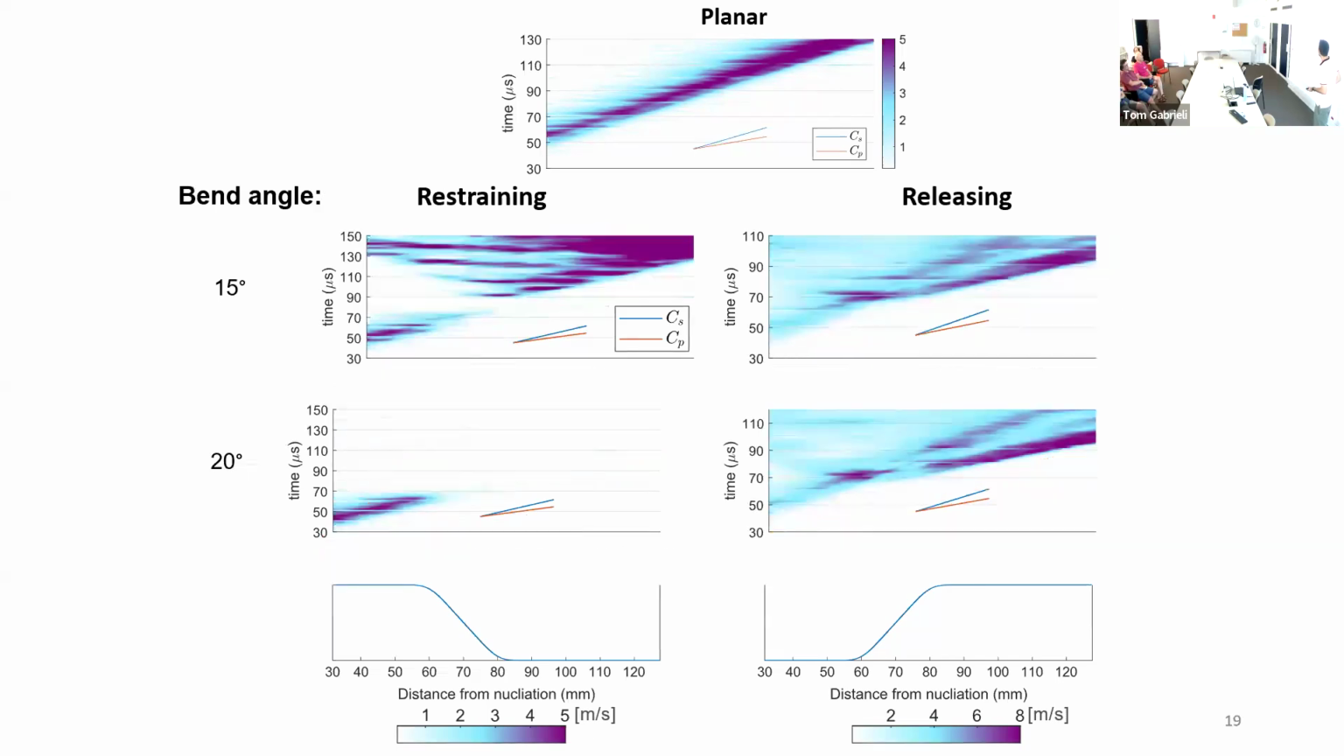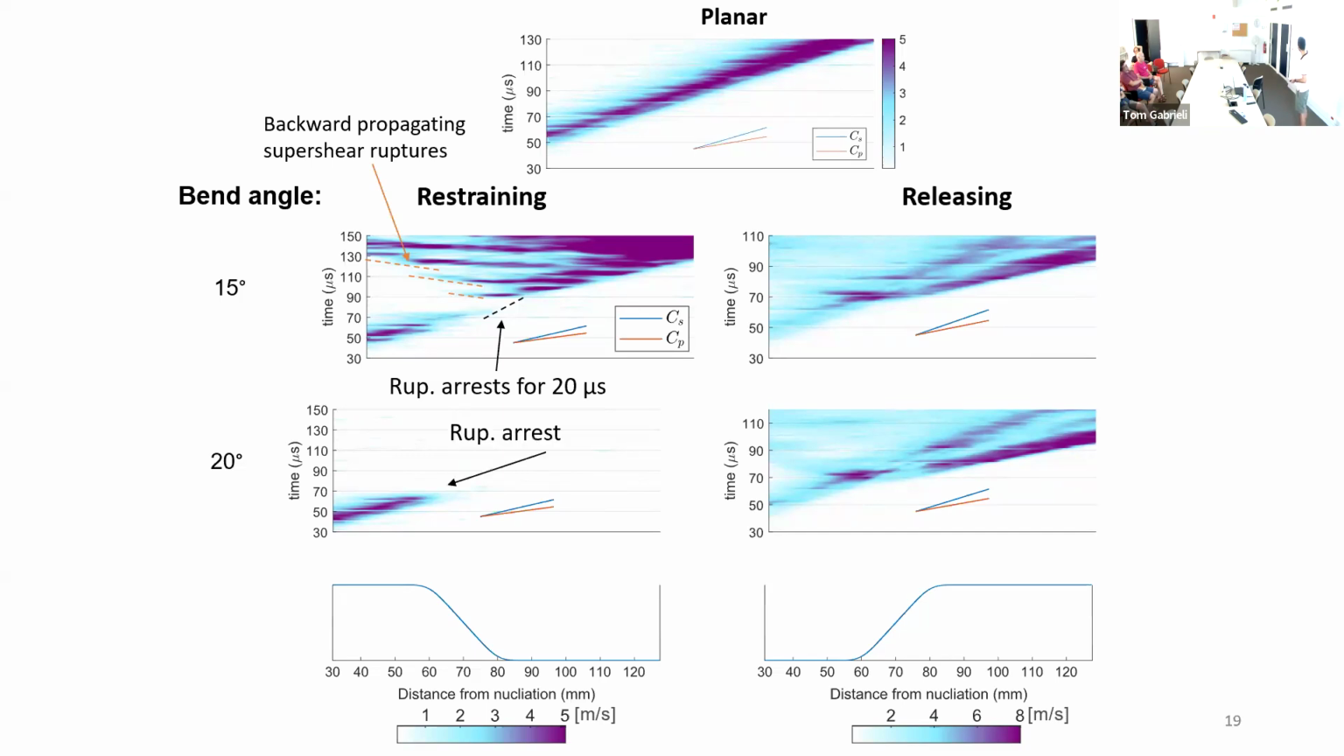For a 15 degrees restraining band, we now know that it's like a boundary angle, so some experiments don't pass the band, but this is an experiment that did pass the band, and I wanted to show it. The rupture actually stops or rests for 20 microseconds, but then it comes back with these backward propagating supershear ruptures like we saw before. And for 20 degrees, the rupture arrests totally, but like we saw, the fault normal component does pass the band. And for 15 and 20 degrees releasing bands, we see this transition from sub-Rayleigh pulse to supershear crack like we saw before.